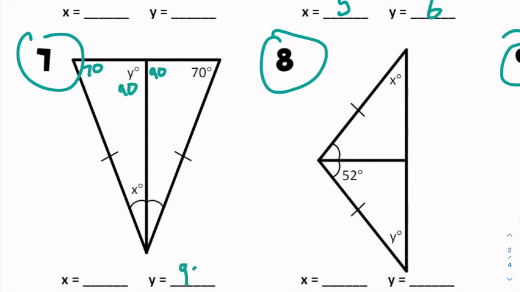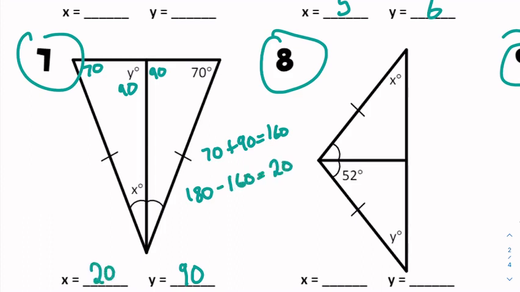So I'm going to go ahead and write in 90 down here with the y, okay? Now I get to find the value of x. So I know when I look at the value of x here, I'm going to look at this triangle. And I already know 2 of the 3 angles inside that triangle. So we're going to add them together. 70 plus 90 equals 160. And then we're going to subtract from 180. 180 minus 160 equals 20. Okay, so that's number 7.